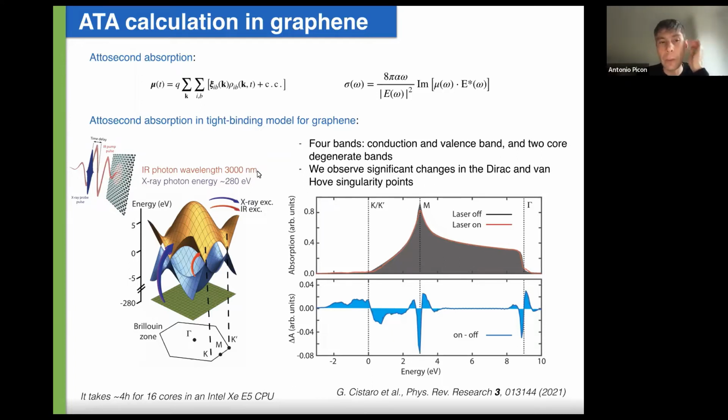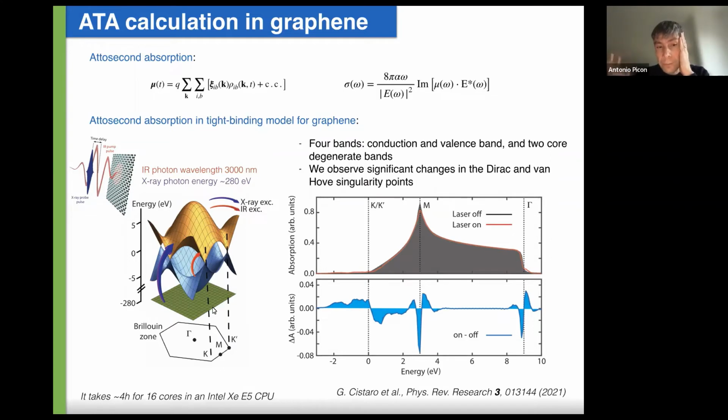This is feasible nowadays. And an X-ray photon energy of 280 eV, which is also feasible. And these two, what they are going to do is the infrared mainly is going to produce dynamics of the electron carriers around the Dirac points. So here we had the valence band and the conduction band of graphene. And then we introduced two more bands that account for the 1s orbital, that is the 1s electron that is able to go into the conduction band, right?